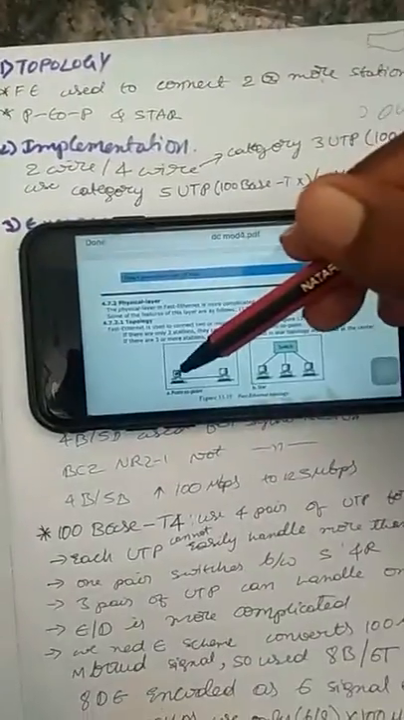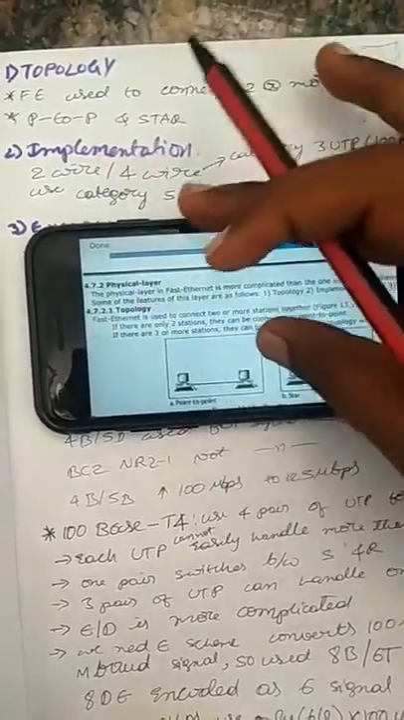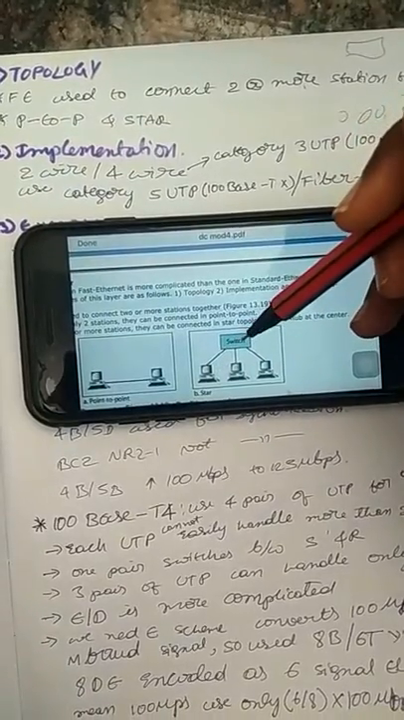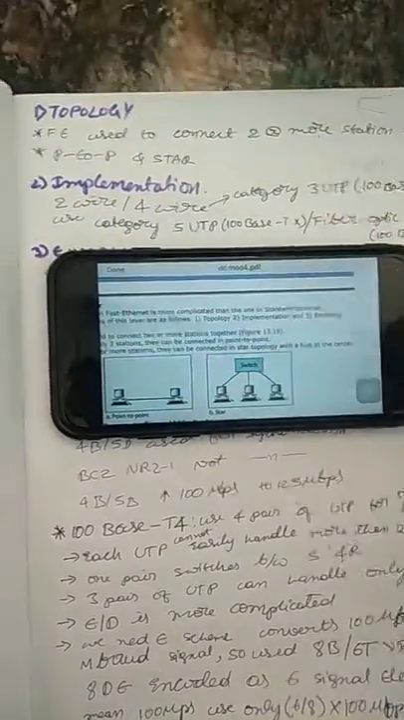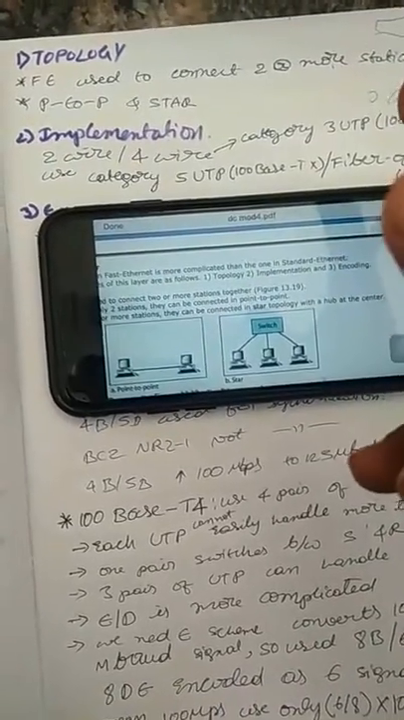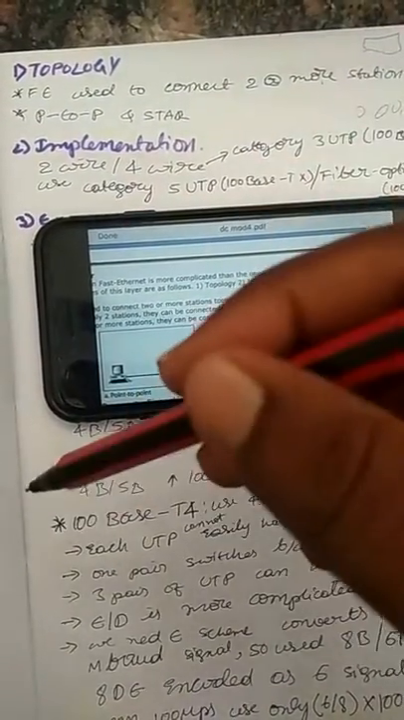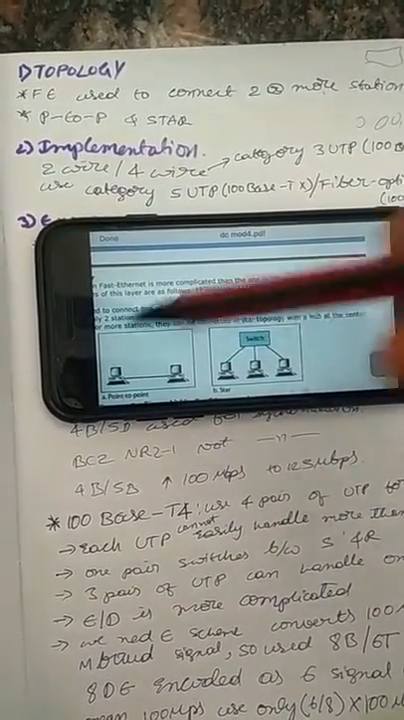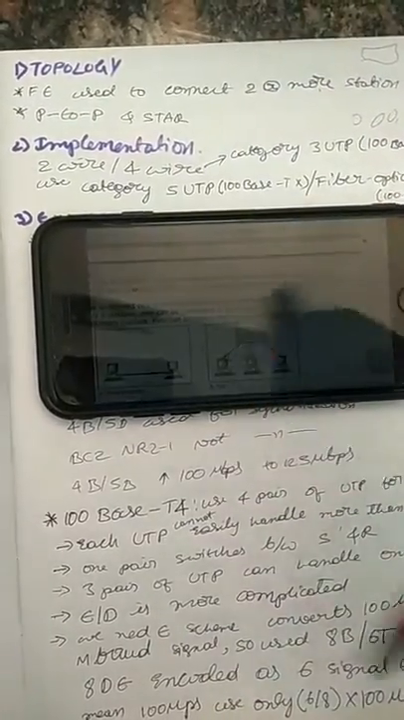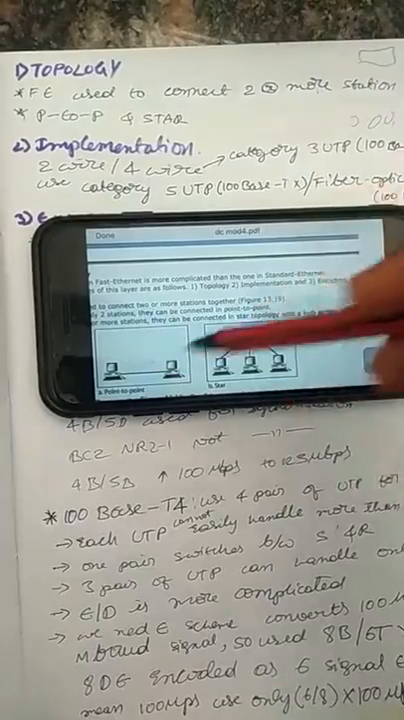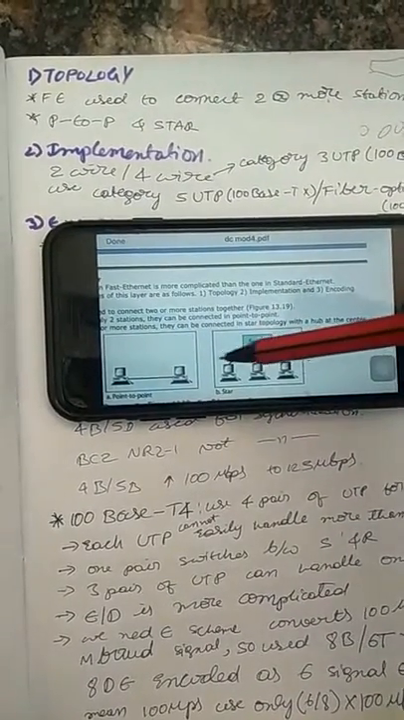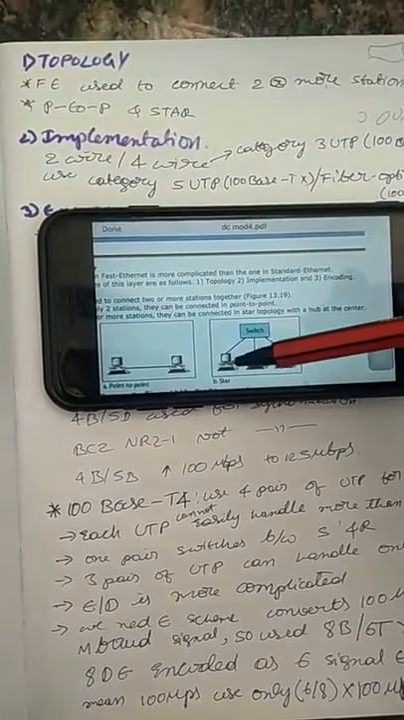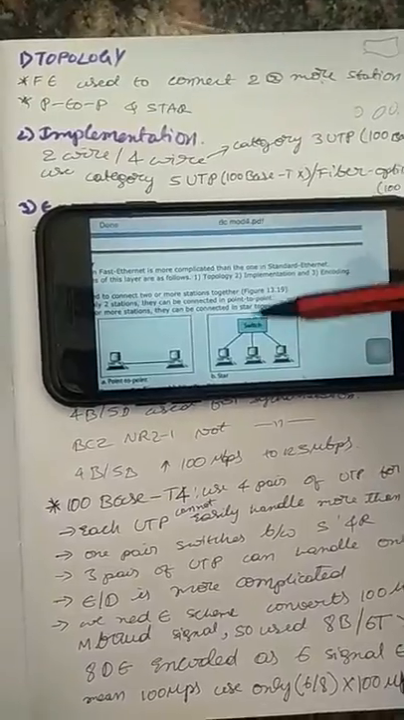Here we use only two stations, so we use point to point. Here we use three stations connected to one hub or switch, that is star topology. So there are two types of topology we use in Fast Ethernet: one is point to point, the next is star. In point to point, only two stations are connected using one single link, and in star topology three or more stations are connected to one single hub.